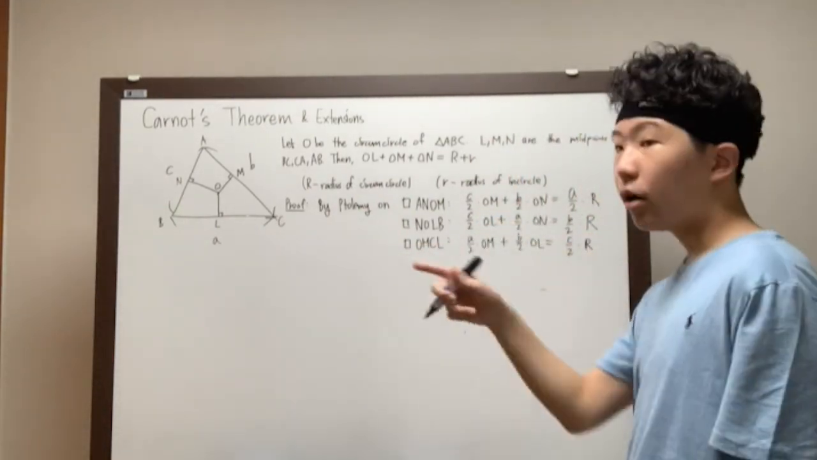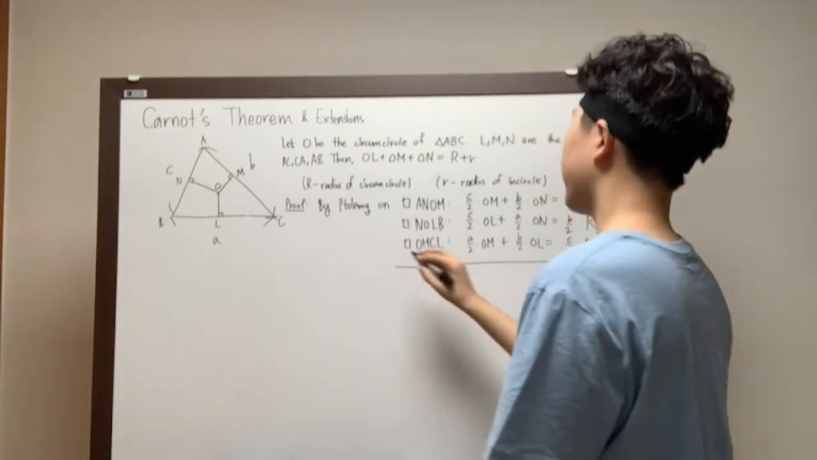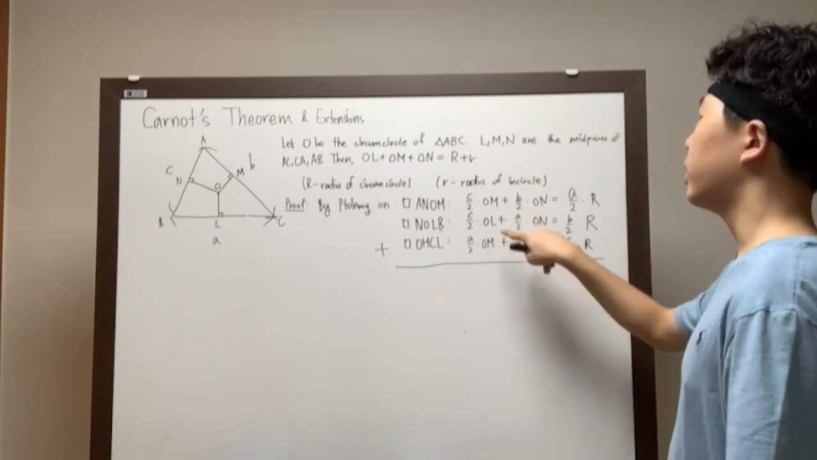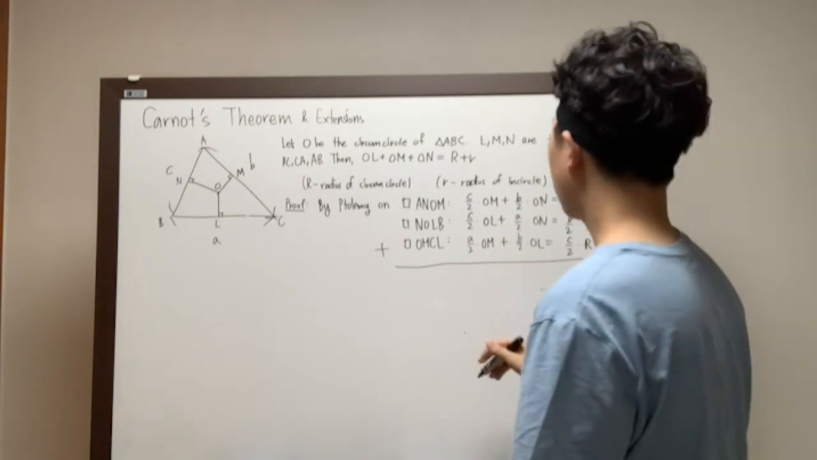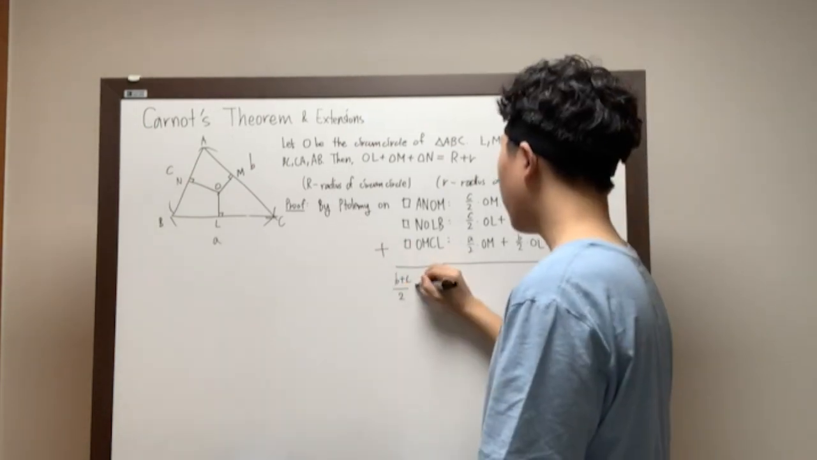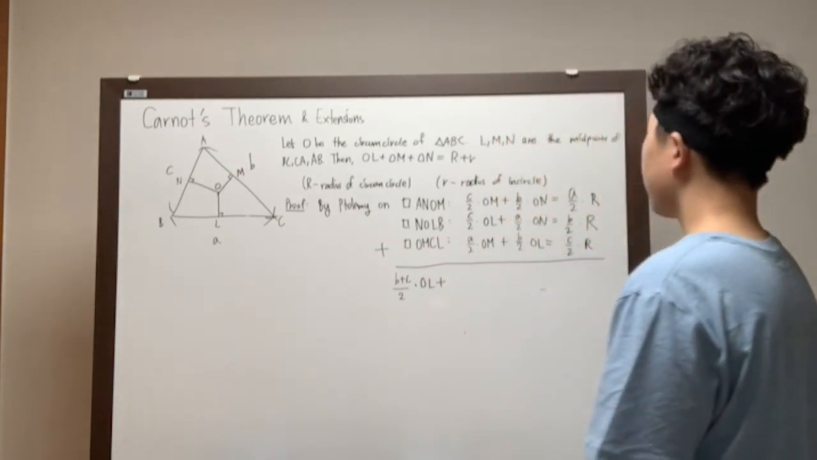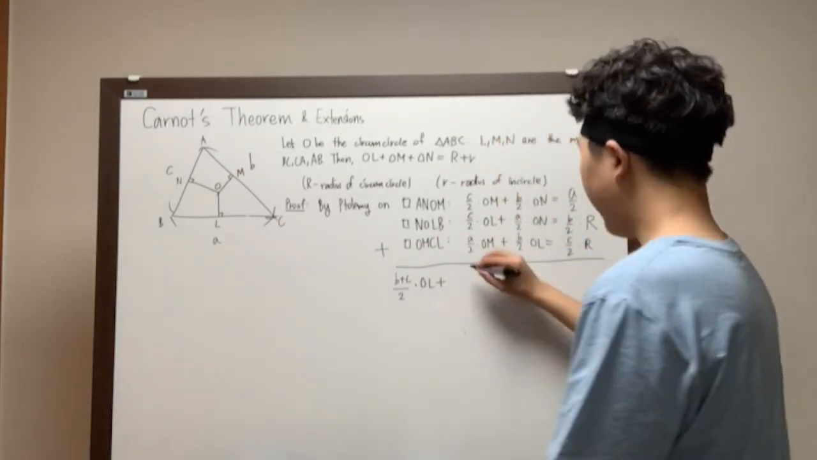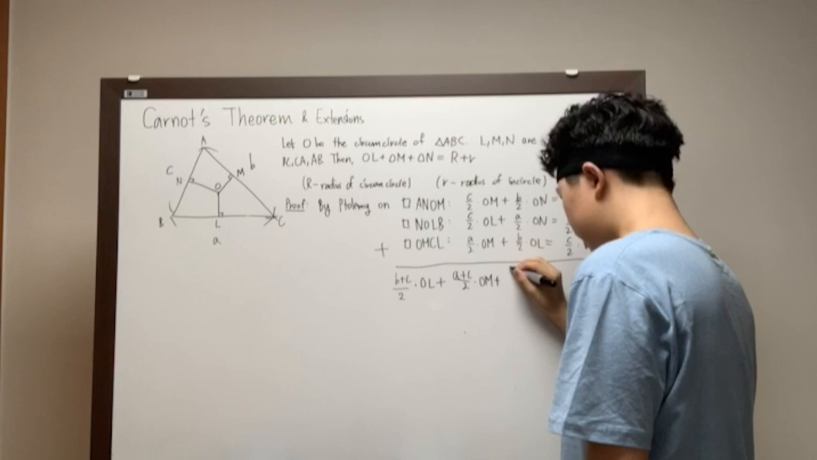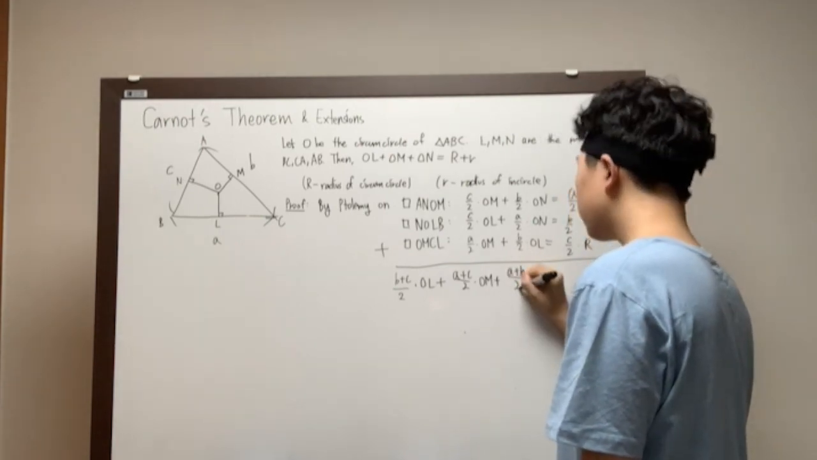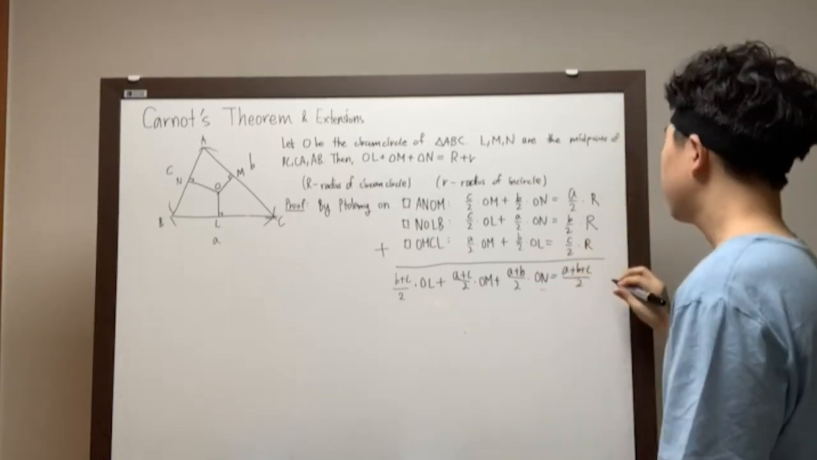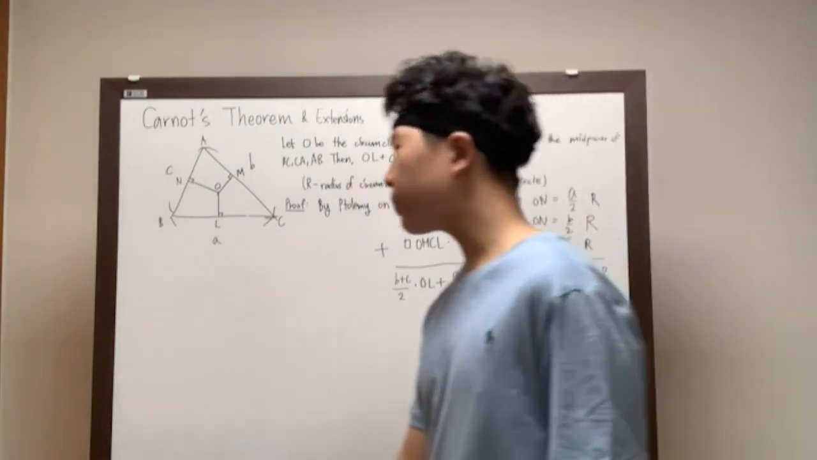So let's go ahead and add all of these up, right? Well, if we add all of these up, let's first group them by ON, OL, and OM. For OL, we see that b plus c over 2 times OL plus a plus c over 2 times OM plus a plus b over 2 times ON is equal to a plus b plus c over 2 times R. That was pretty neat, right?